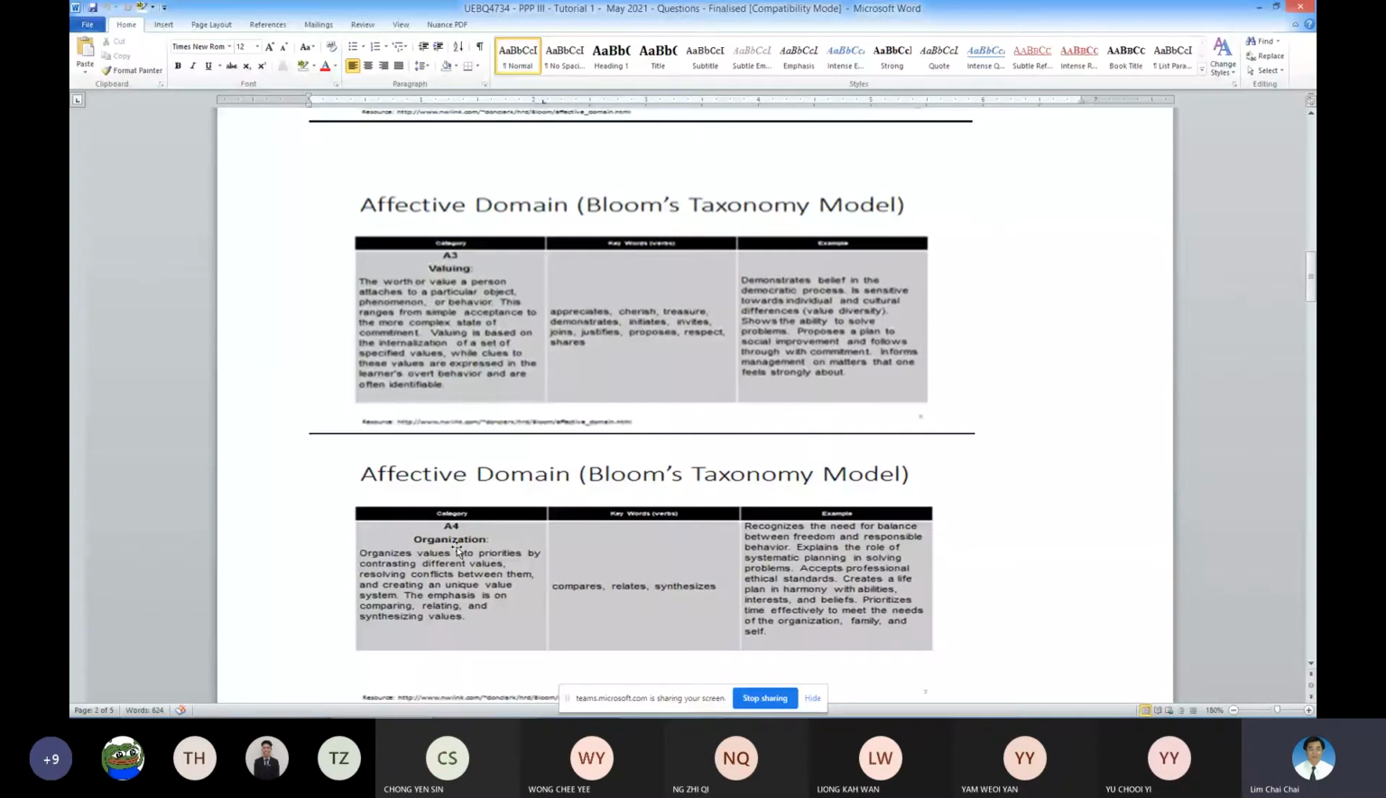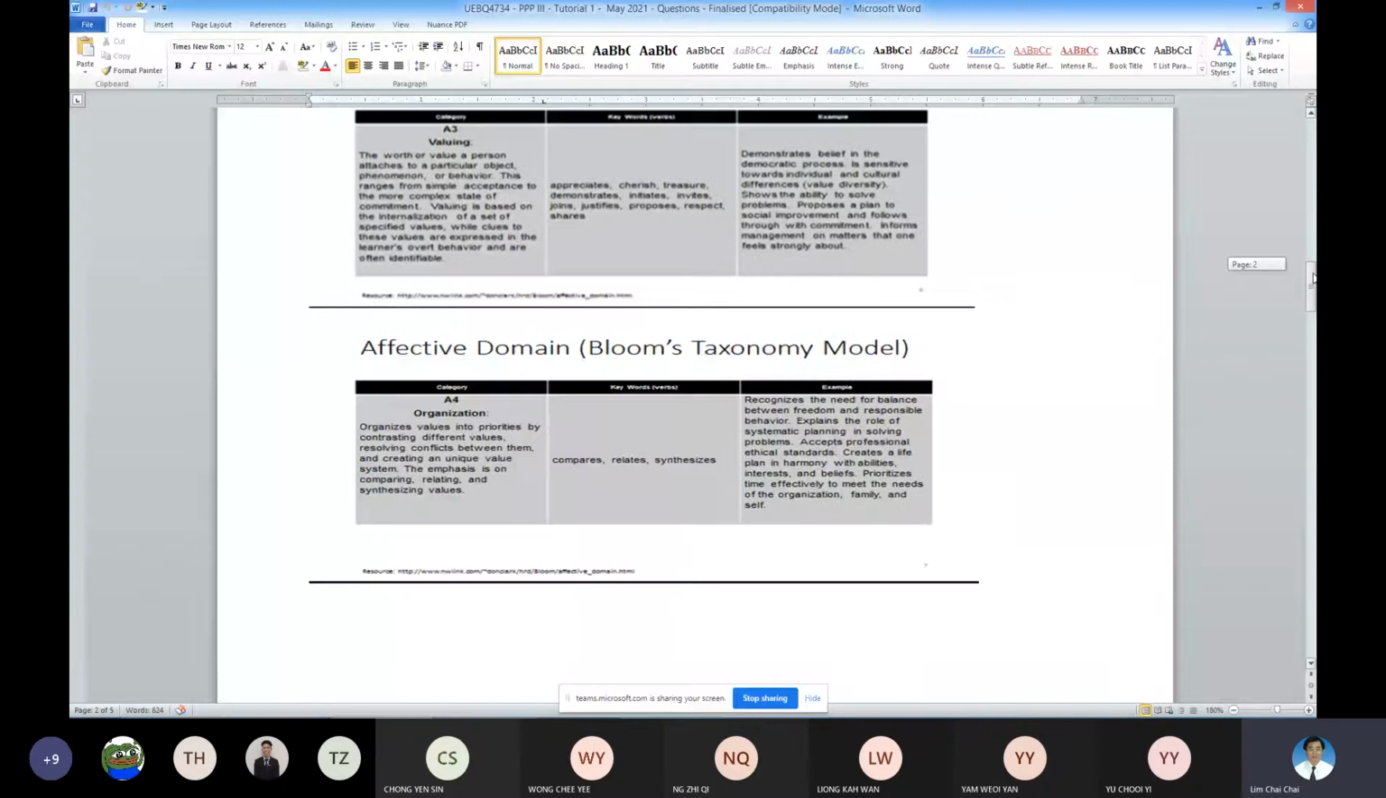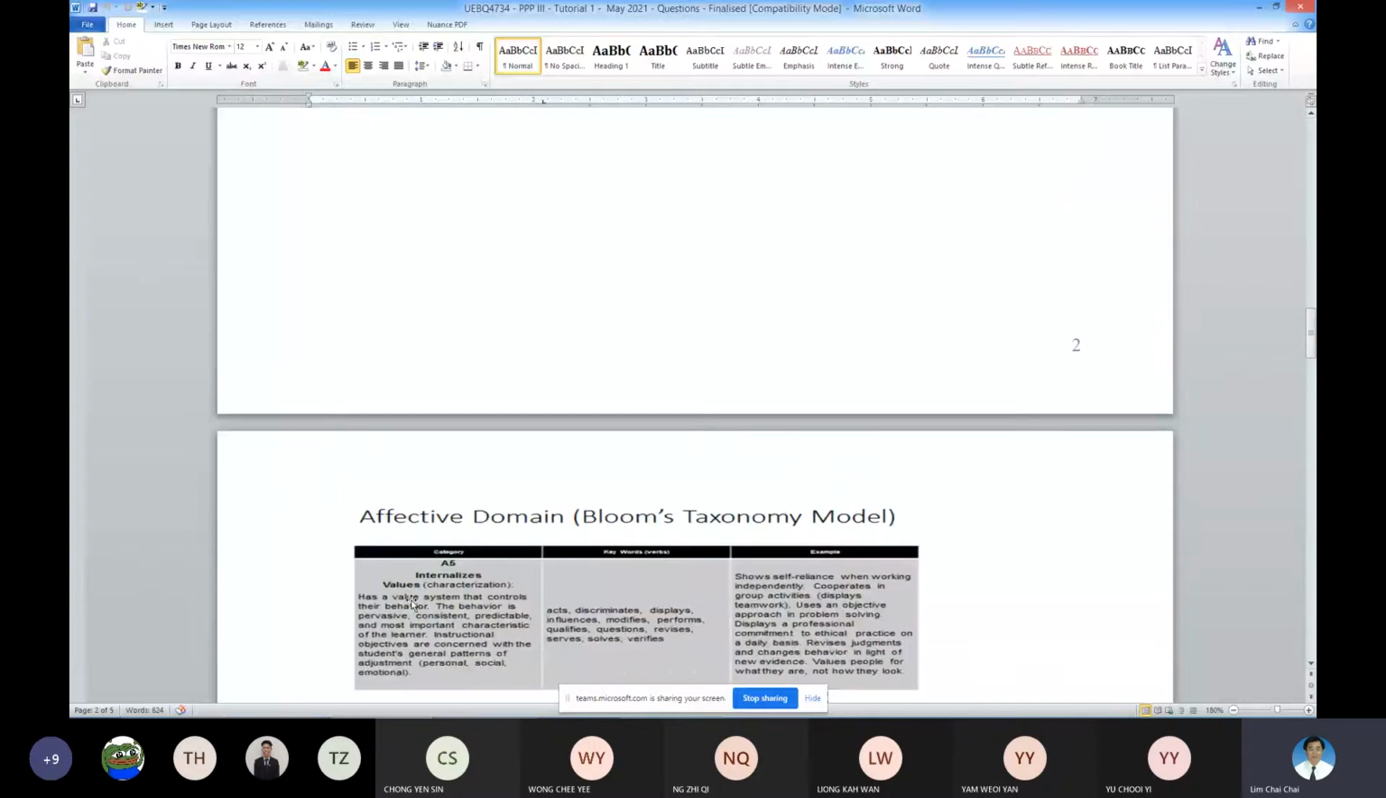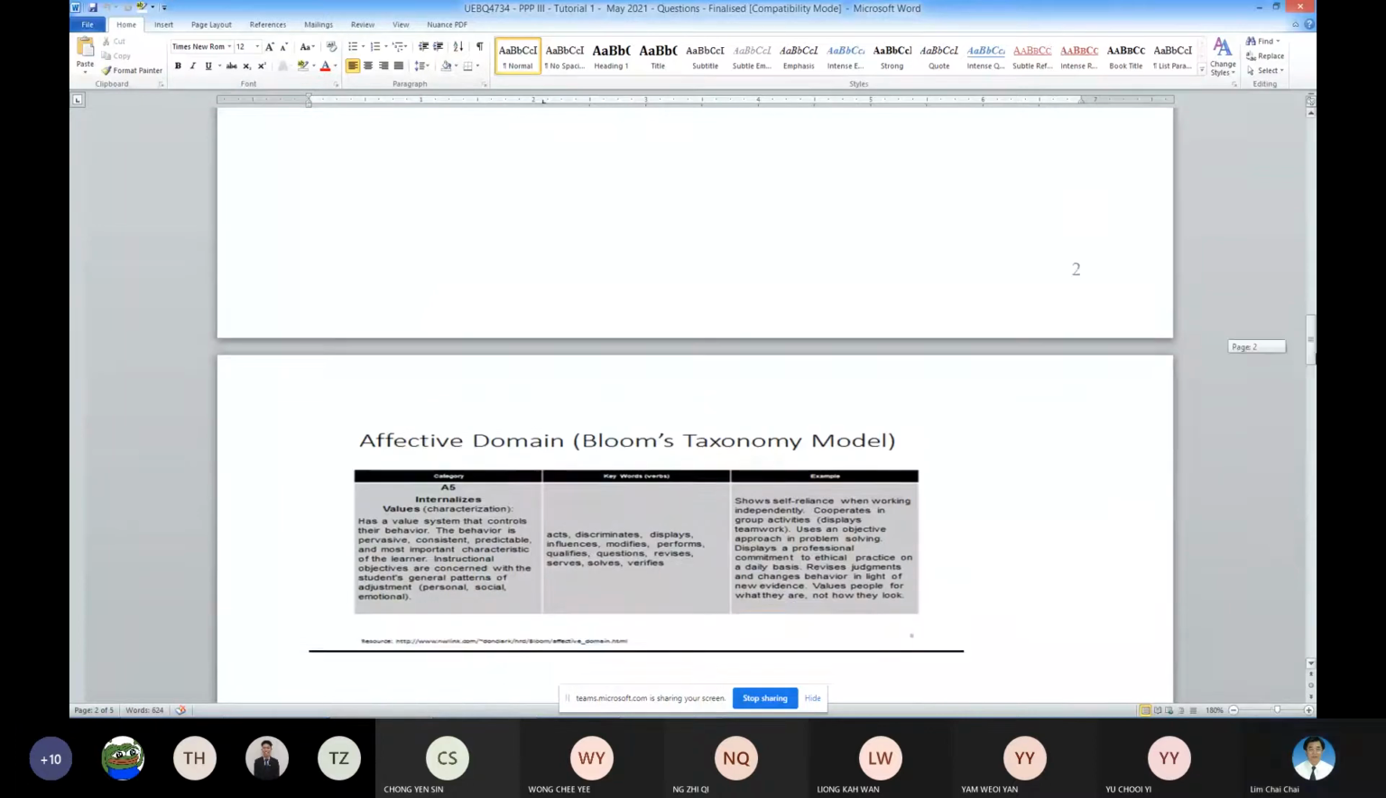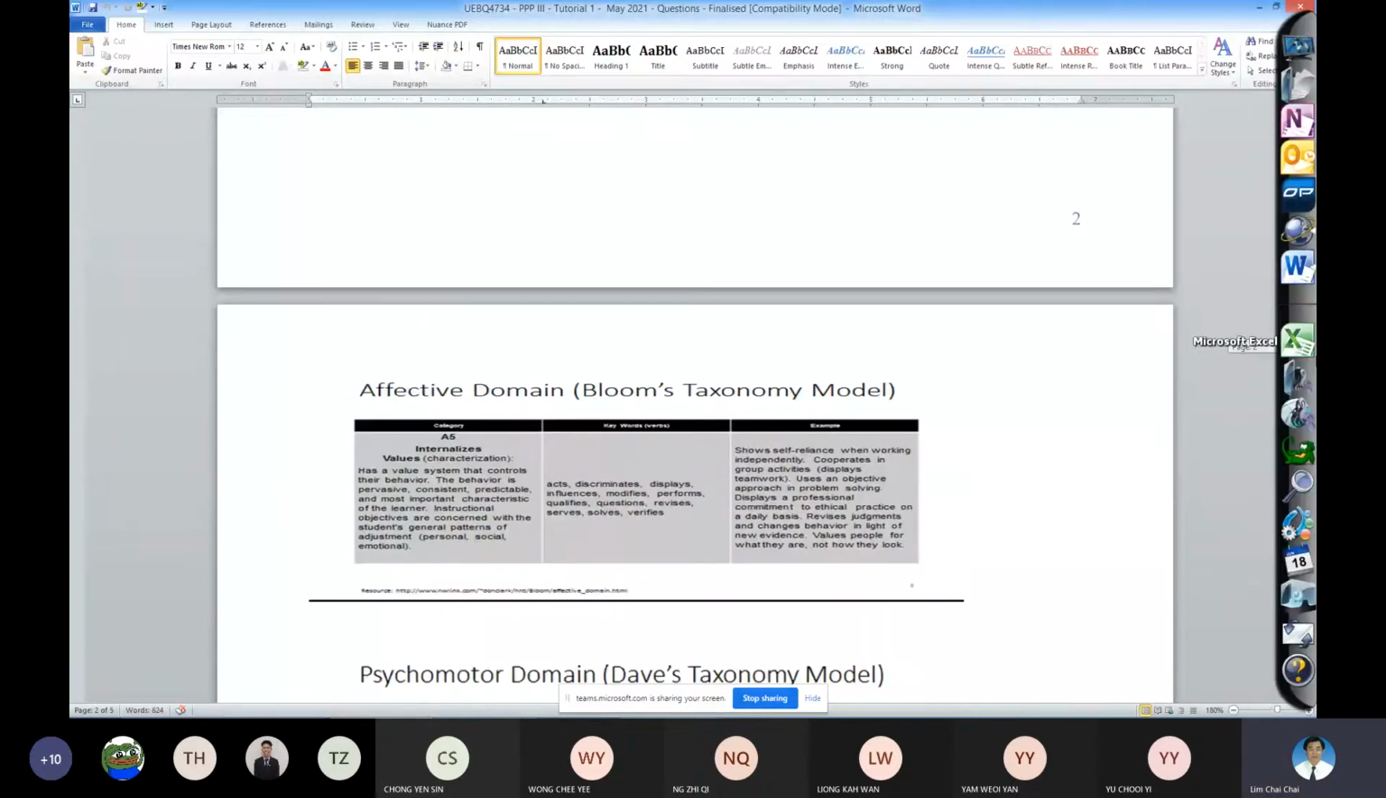And then you have A5, internalizing. That means you are very experienced and have a higher level of using your feelings to express. So this is what the affective domain is all about.